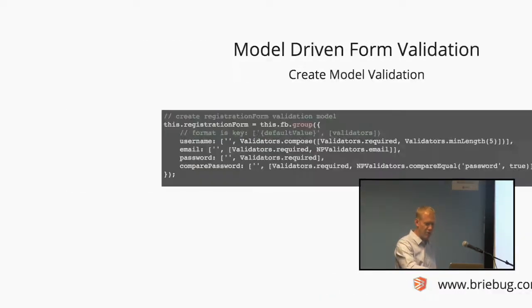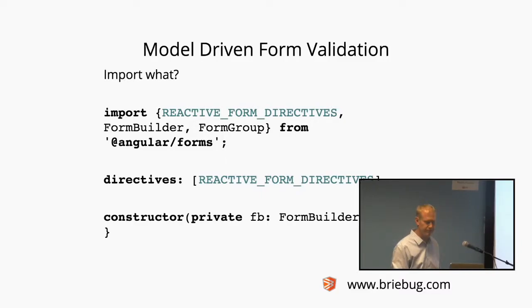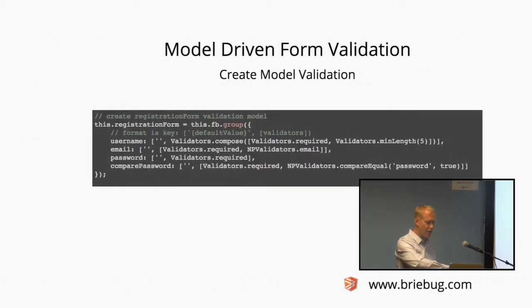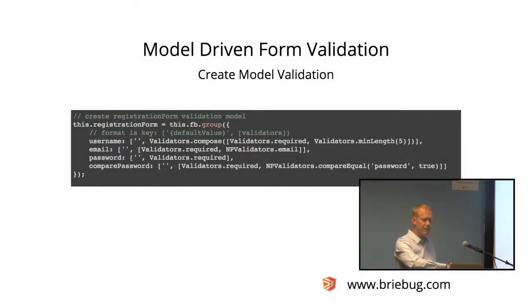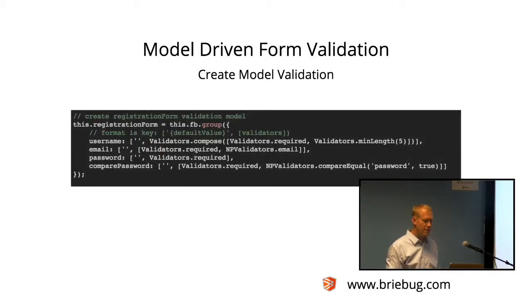If you notice, we bring in our form builder. We call it FB for short. So we're saying our registration form equals this.fb.group, and then we start adding these. The format is key colon and then an array, and inside that array, the first one is whatever the default value is, and then comma, another array, whatever validators we want to apply to it.